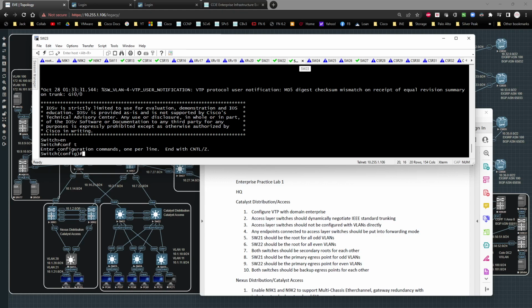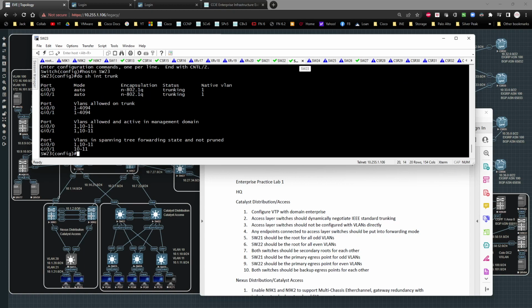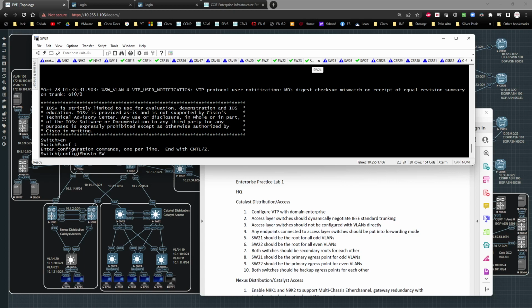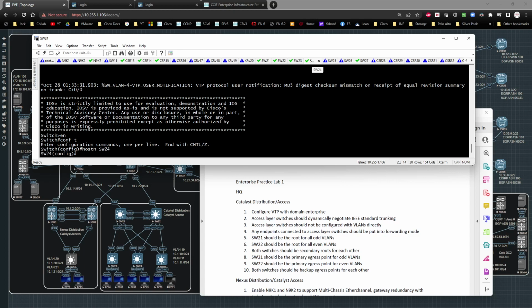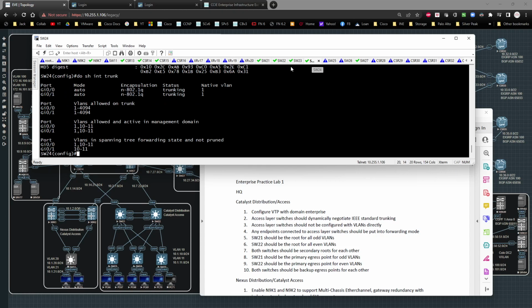Interesting. Okay, so I'm going to come up here and type hostname, it's going to be switch 23. Then I'm going to do show interface trunk. We can see it negotiated, and we can see the VLANs that are allowed, which is great. Do the same thing over here. Hostname is switch 24, and then show VTP status and show interface trunk. Just make sure the negotiation is working and you are getting VLANs.